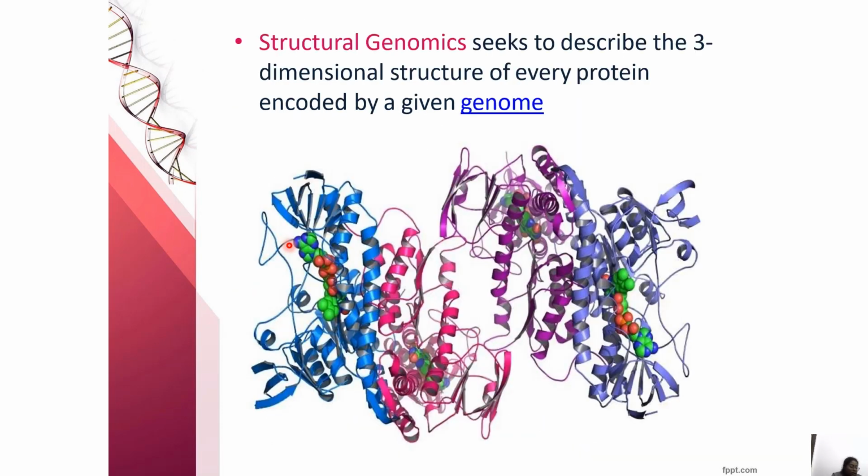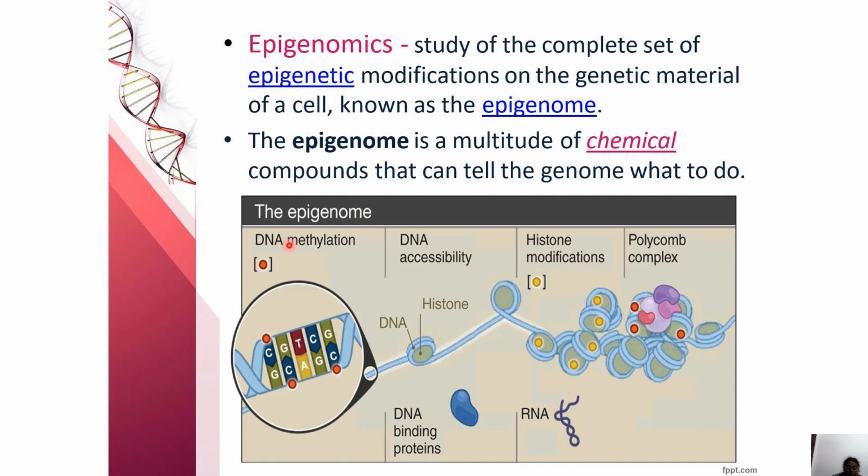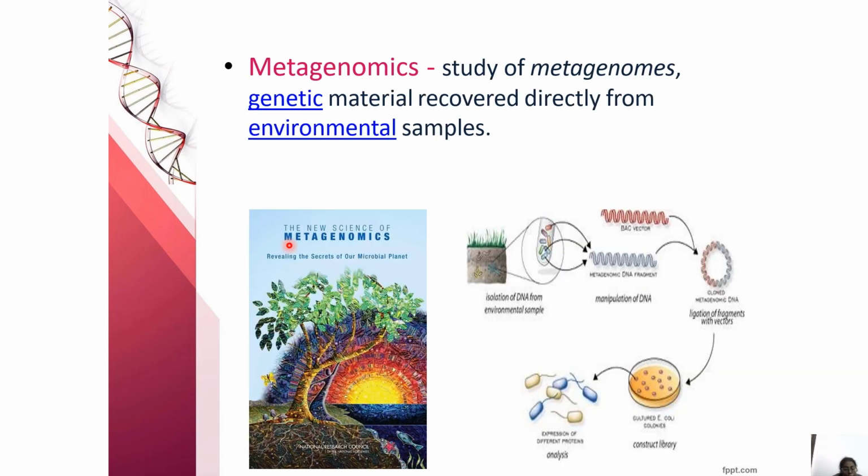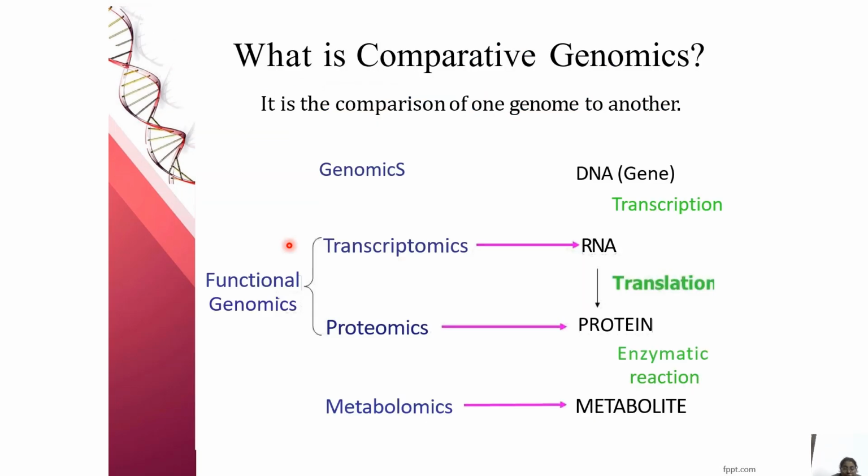Then there will be structural genomics, which seeks to describe the three-dimensional structure of every protein encoded by a given genome. Then we have epigenomics, the study of the complete set of epigenetic modifications on the genetic material of the cell, known as the epigenome. The epigenome is a multitude of chemical compounds that can tell the genome basically what to do. Then we have metagenomics, the study of metagenomes, genetic material recovered directly from environmental samples.